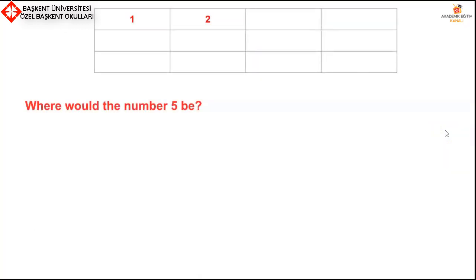So let's have a look at this grid. You've got the numbers 1 and the number 2. In this pattern, if you carried it on, where would the number 5 be? Of course, it's going to be here. 1, 2, 3, 4, 5. What about the number 7? Carry it on. 6, 7. That's easy.